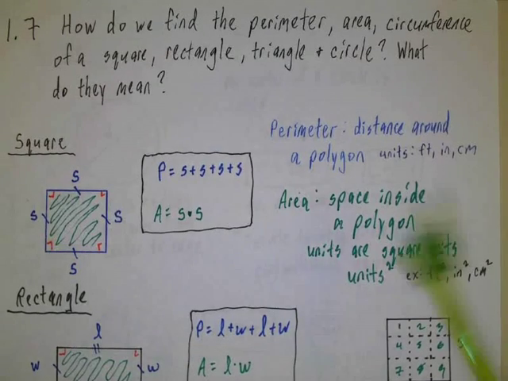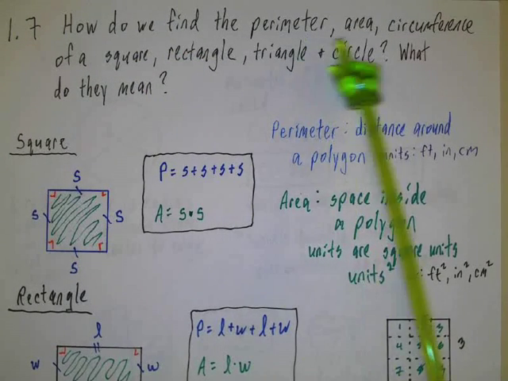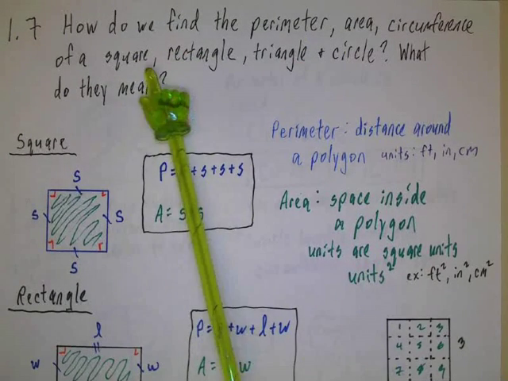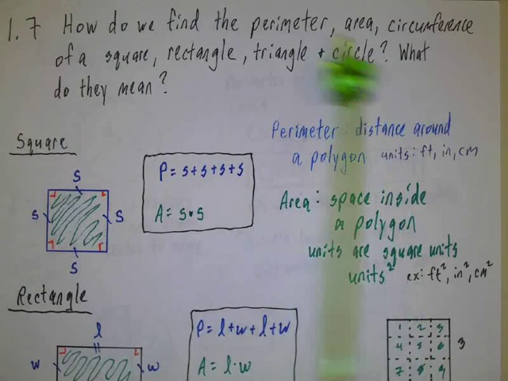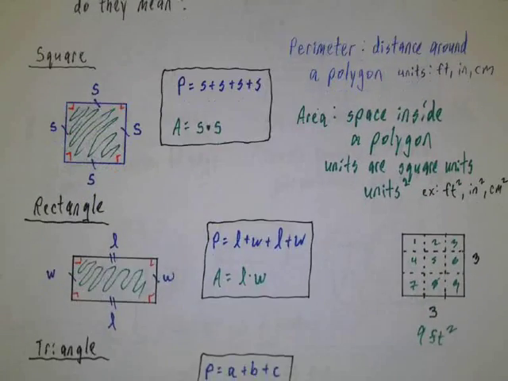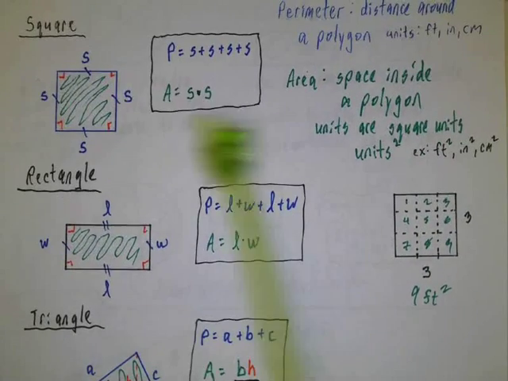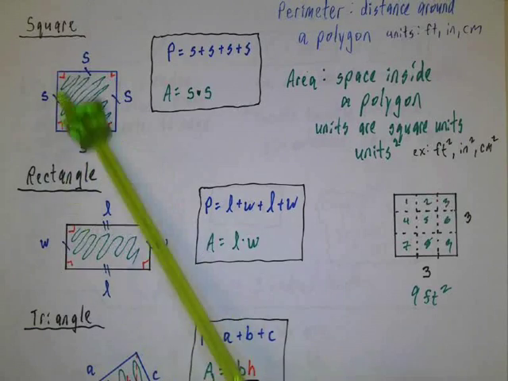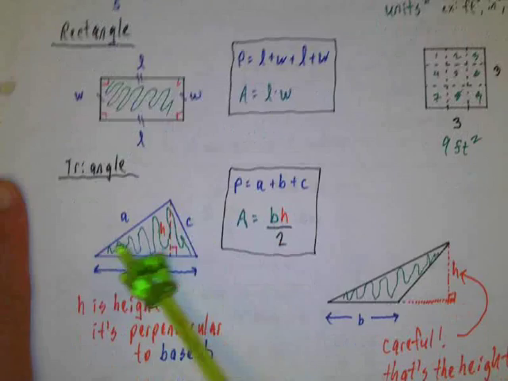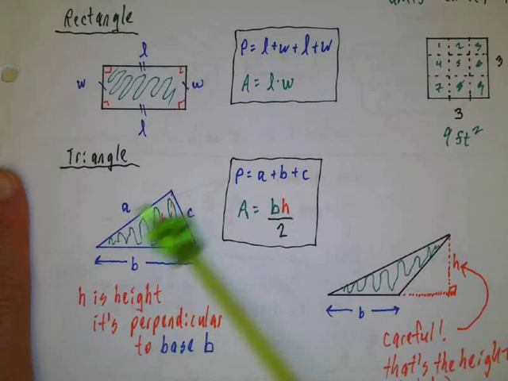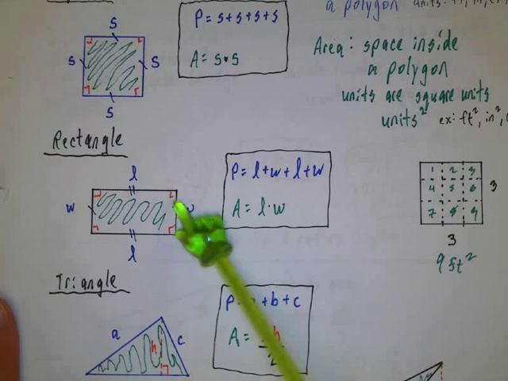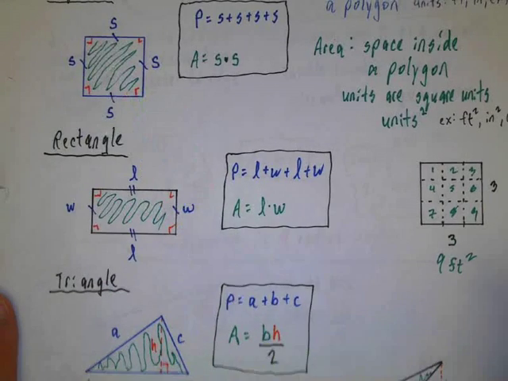Our last lesson of the unit was titled, How do we find the perimeter, area, and circumference of squares, rectangles, triangles, and circles? What do they mean? We started with a bunch of shapes, and we said perimeter is the distance around the shapes. So quite simply, if you have polygons, there is no formula to memorize. You just add up all the lengths around the shape.